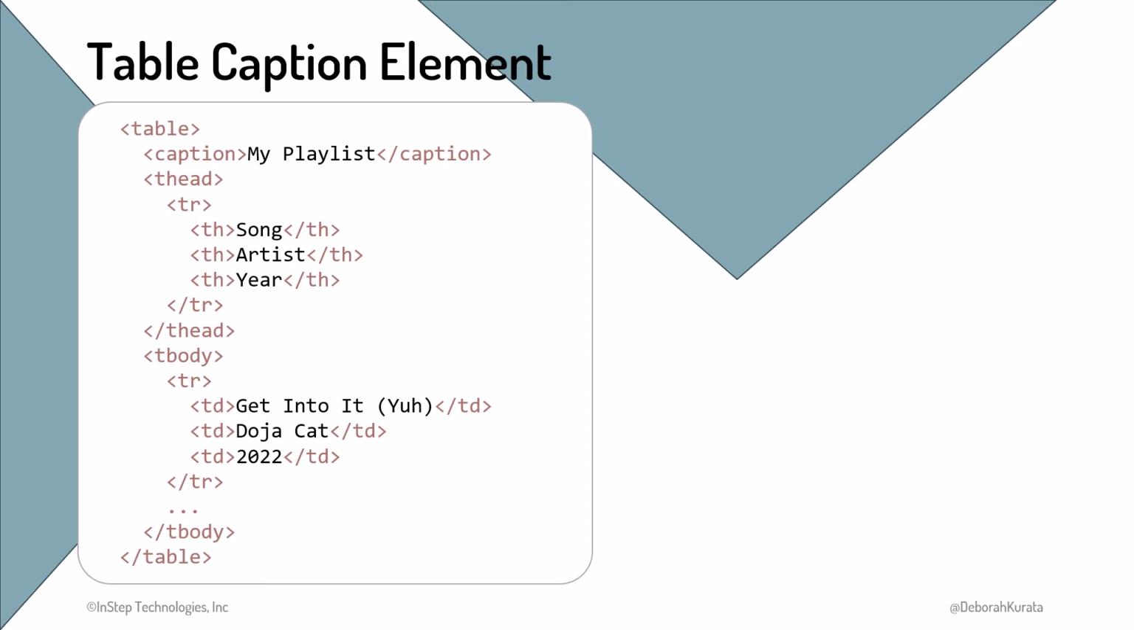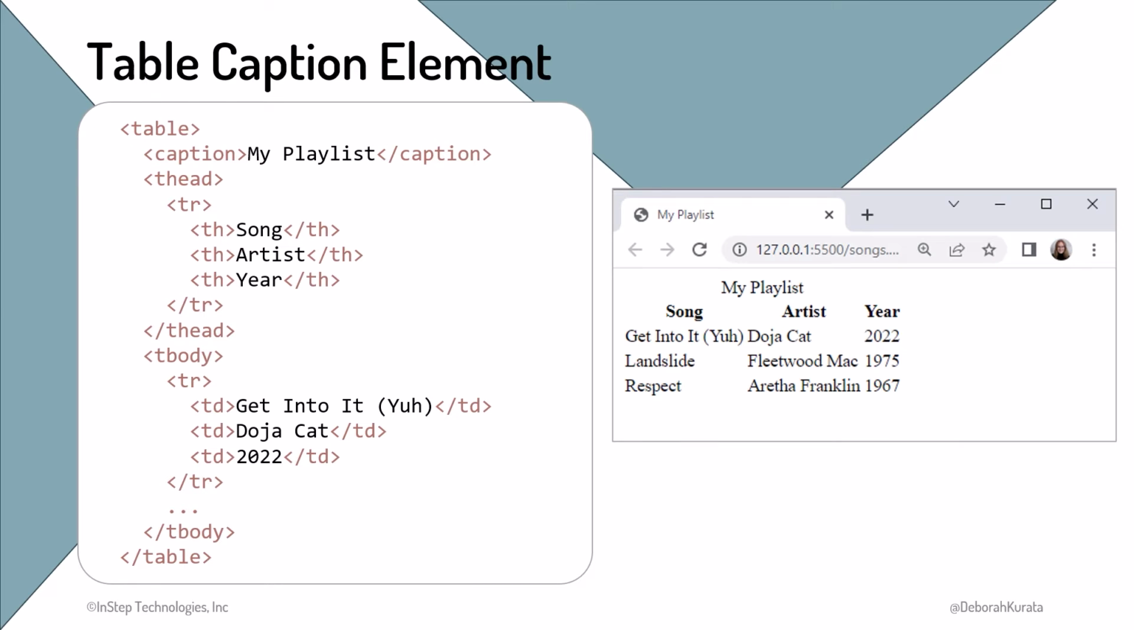In addition to the column headers, we may want a heading that describes the purpose of our table. That's useful for the user and for screen readers. We could use heading elements such as H3 or H4, but a better semantic choice is to use the table caption element. We insert the caption within the table element, so it's clearly associated with that table. The table caption appears here.